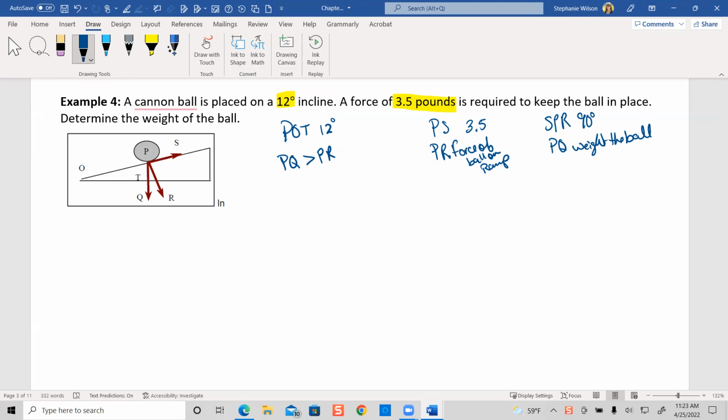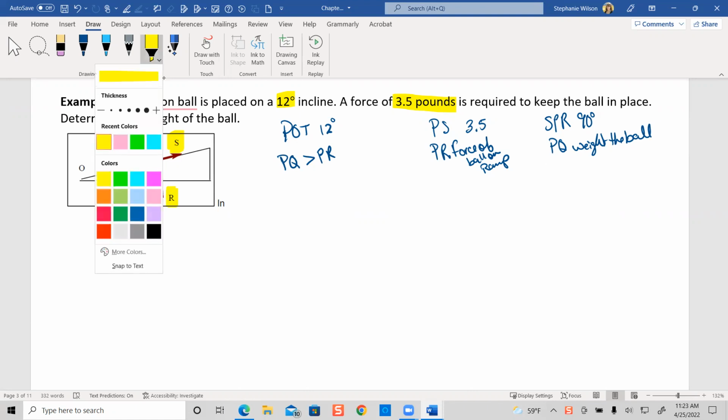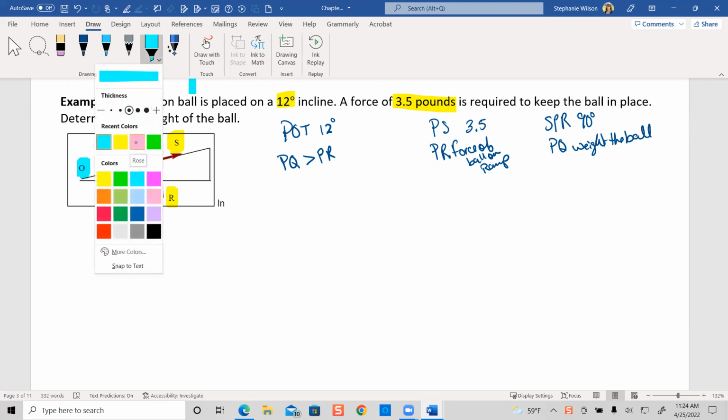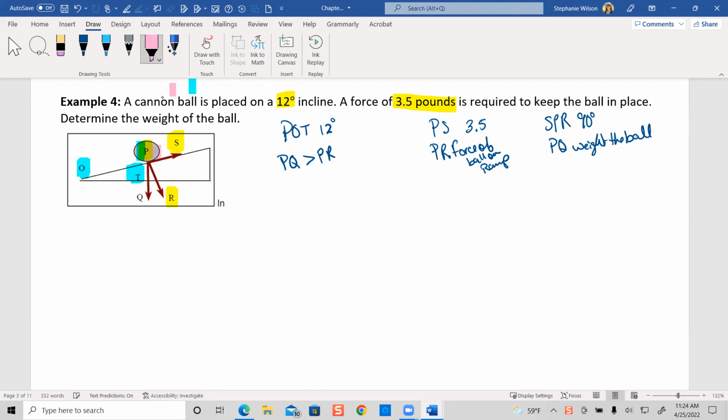So now refer to the triangle PSR. So we got this triangle going on here. Since the measure of the angle POT is 12 degrees, the measure of PRS is also 12 degrees. Okay, so that helps out a lot.